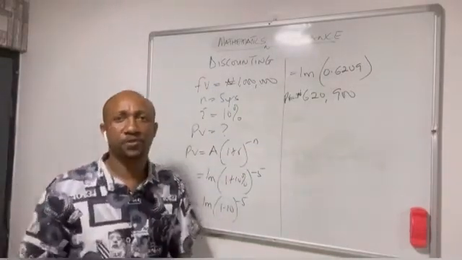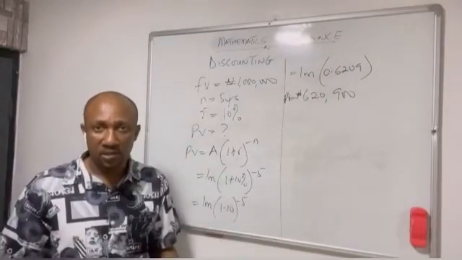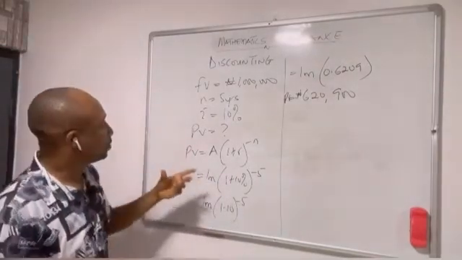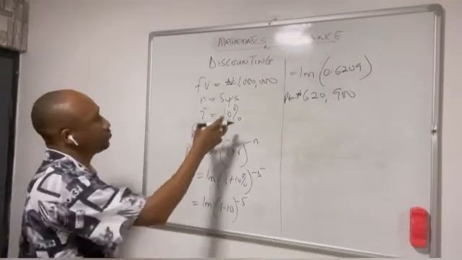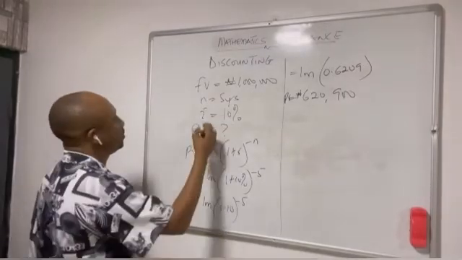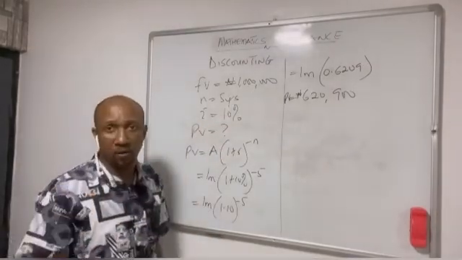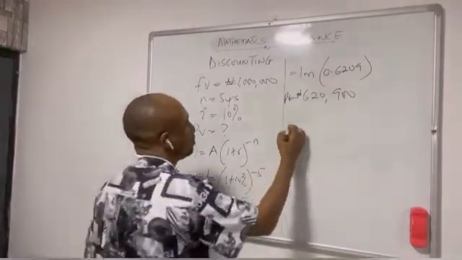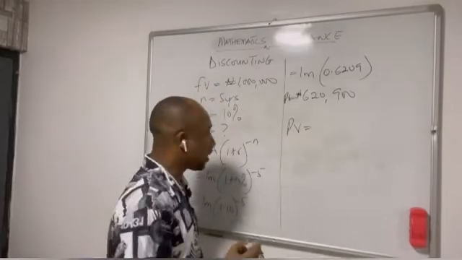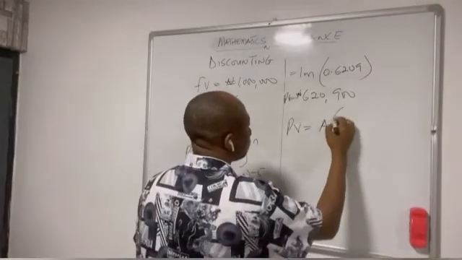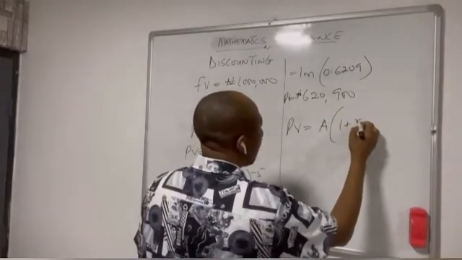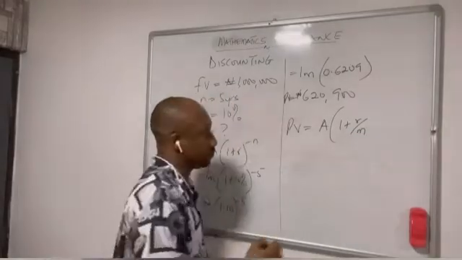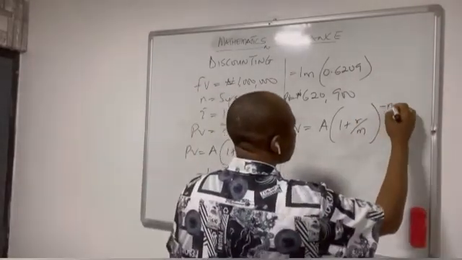Another aspect which we considered under compounding, which we must also consider under discounting, is the fact that there could be multi-period interest payment. So let us assume that in this example, interest is paid quarterly. If interest is paid quarterly, my present value then becomes amount into 1 plus R all over number of times interest is paid raised to power minus.